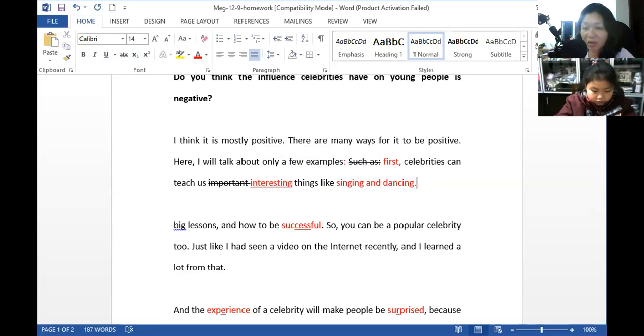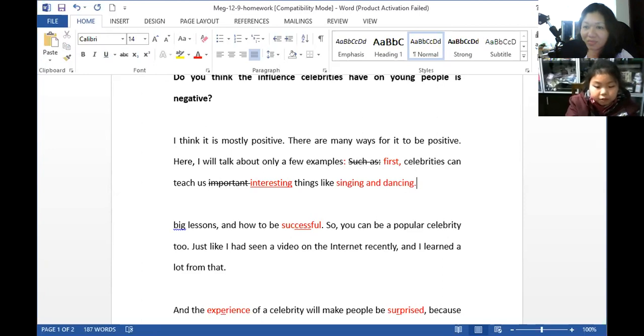Can you elaborate on this a little bit more? Could you expand that idea a bit more? When you expand an idea, you're adding more information to what you said so that what you say is clearer in the mind of your reader. Okay, how do they teach us singing and dancing? By showing us how to sing and dance. How do they show us?